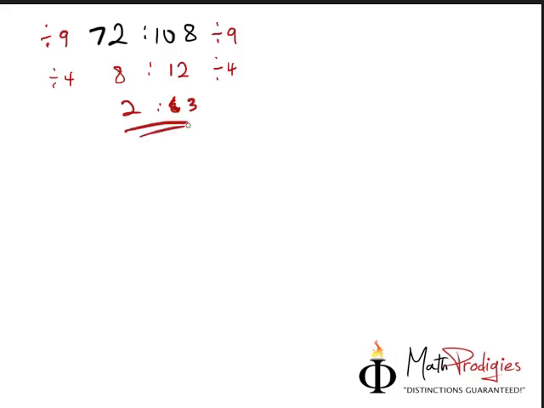If you got that one right, high five, because you are a math prodigy. Good job. Let's take a look at the second question. The second question is 4 over 3 is to 4.